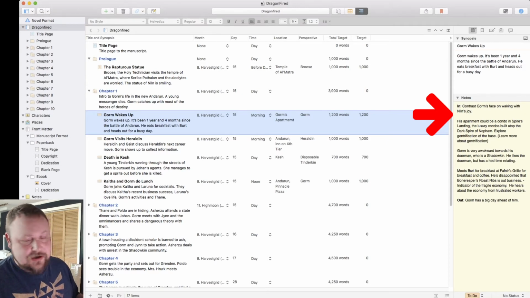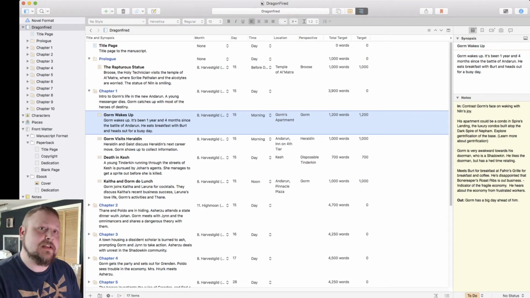Some of these I'm not going to show to you, but they get pretty involved. Like they include specific lines of dialogue that need to be hit, or specific topics that need to be mentioned. So I really nailed down what points are going to come into the story. The other thing that you may have noticed is I have an in and an out.